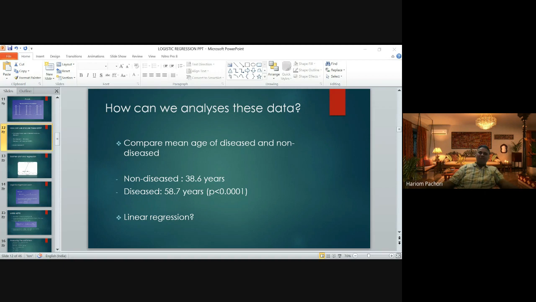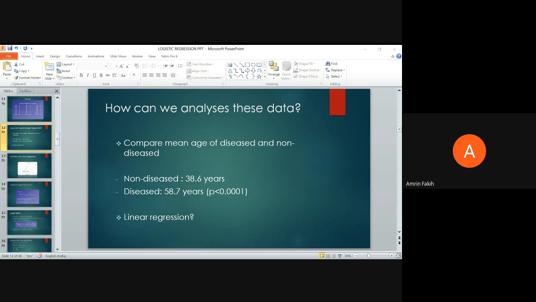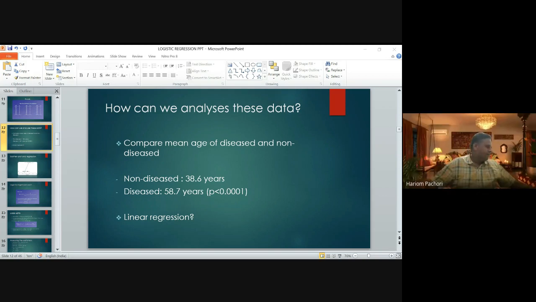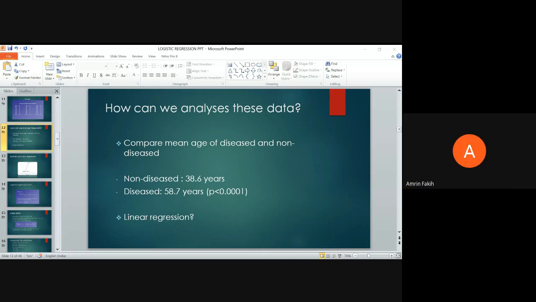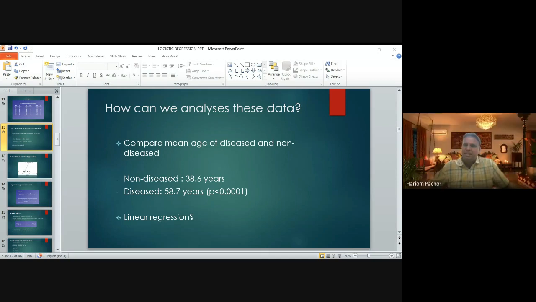Try to answer. Can we perform linear regression in this case? No, sir. Why? Why we cannot perform linear regression? Sir, it's differing with age. Yeah, and our data is different. Dementia-like symptoms we have present or absent. Okay. So in this case, we cannot perform the linear regression.